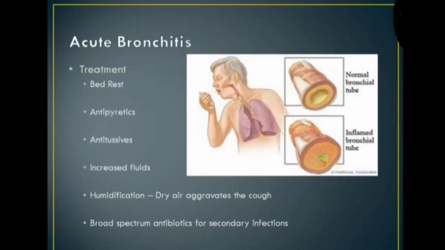Okay, so some antitussives will help. We also want to increase their fluids. The whole purpose of increasing fluids is because fluids thin secretions, and if we thin those secretions, they're less likely to cause irritation, and they're also less likely to lodge in their sinuses, and it just creates more of a comfortable environment in their respiratory tract.